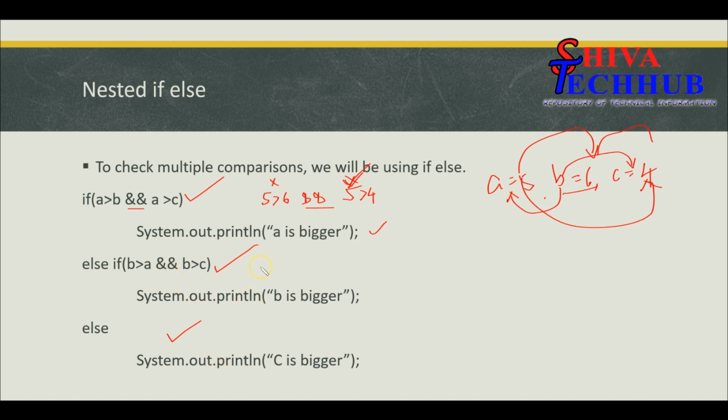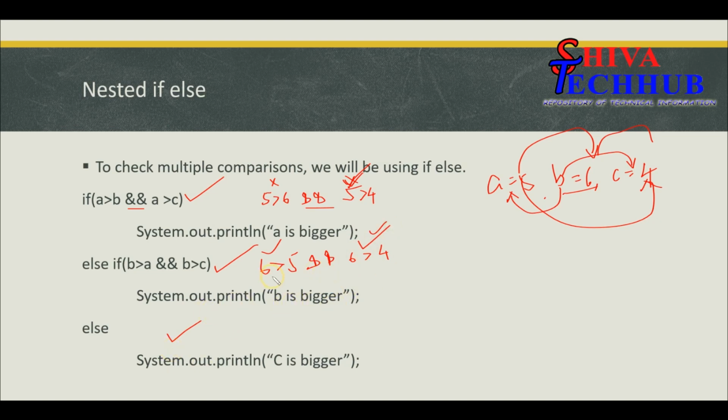So now let us consider B, right? 6 greater than 5, which is true, and one more condition should also be true. Then only it will be considered, right? Now 6 greater than 4, this is also true, right? Then System.out.println B is bigger.